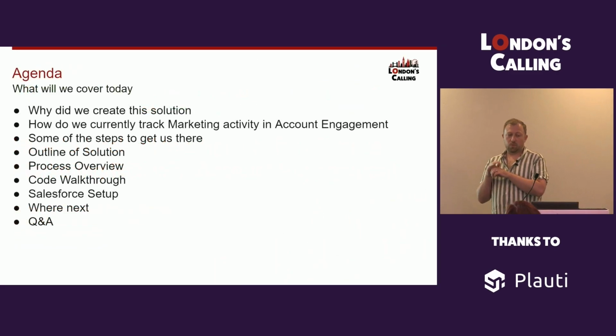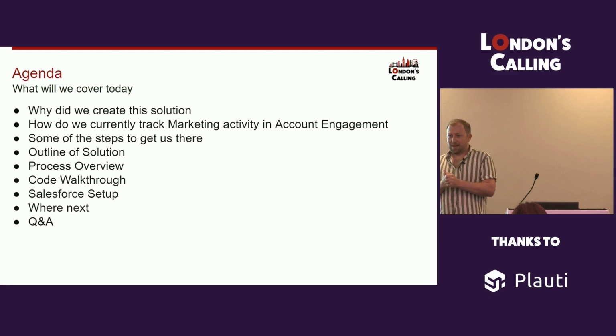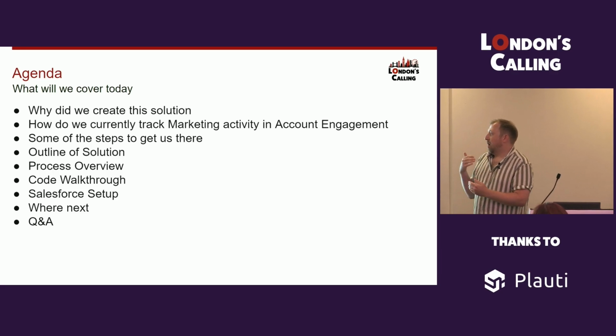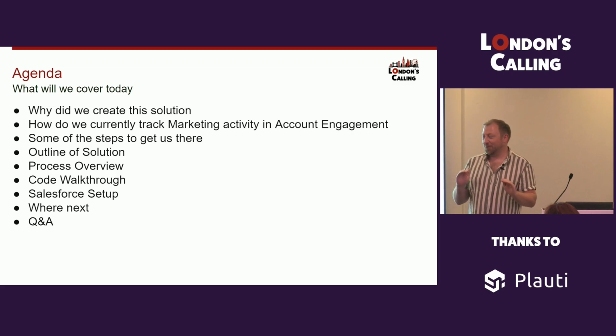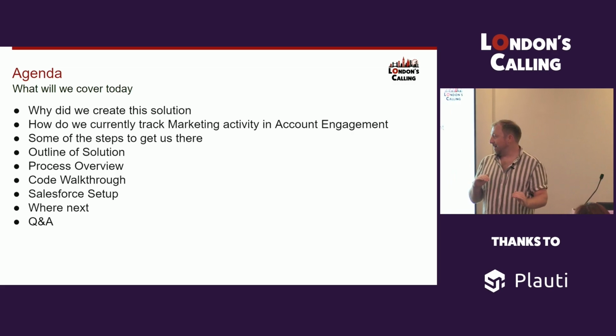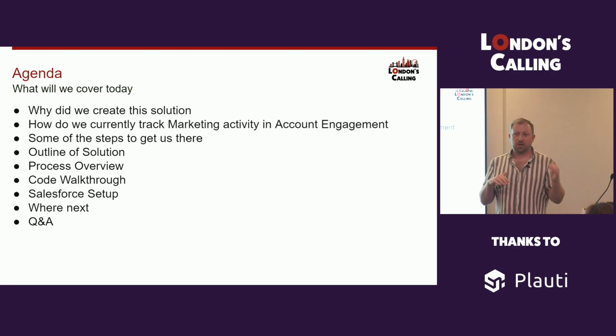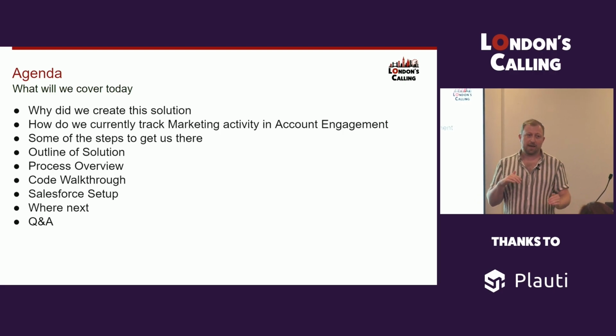So I'm going to be running through why we created this solution, how we currently track marketing activity in Account Engagement, some of the steps to get us there, an outline of this custom solution that we've come up with, a bit of a process overview, and a very quick code walkthrough. I'm not going to go in depth on code. It is not going to blow your minds. I'm just going to keep it very nice and high level for us. A bit of Salesforce setup, and then where next? What can we start doing with this, as well as Q&A at the end.